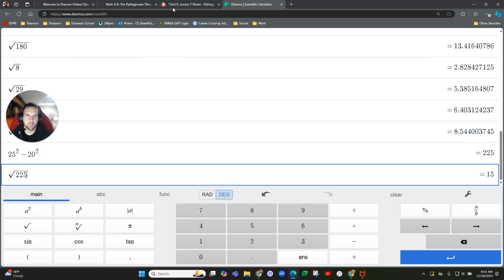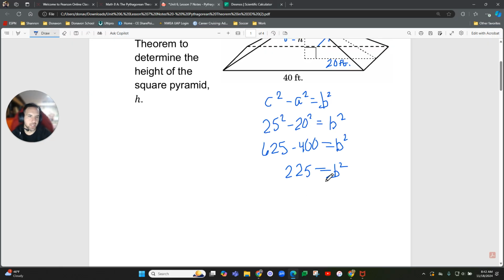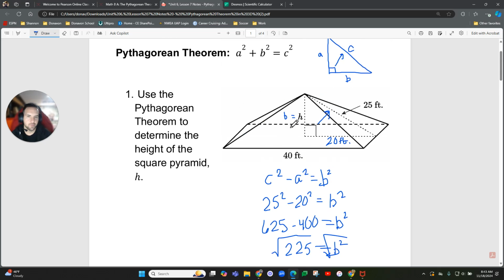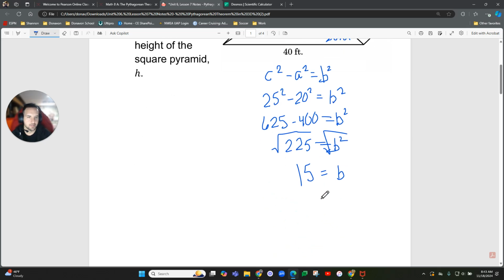Okay, so back to here. The next step then is, like I said, square root, because the square root cancels the square, and you get just b by itself, because squaring and square rooting are opposites. So they cancel each other out. And then the square root of 225 is 15. So that height is 15 feet. All right, and that's it for that one.